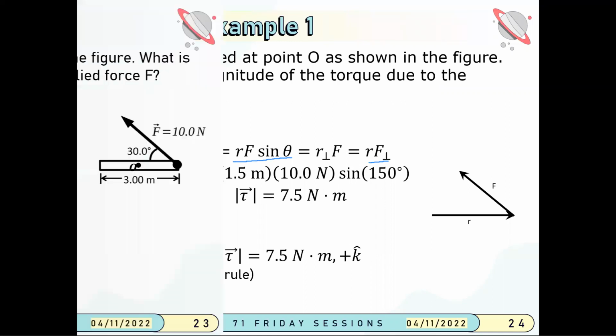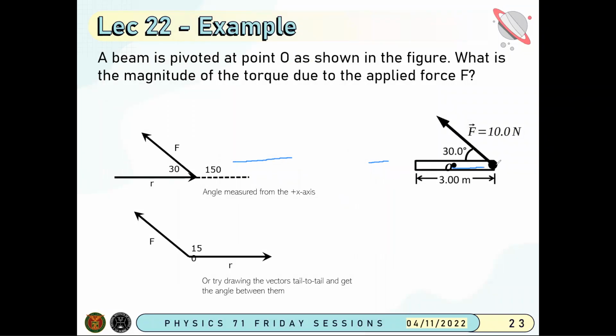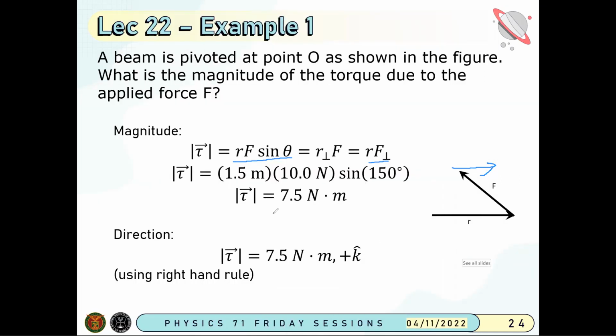Bakit? Kalahati lang dapat kasi ito lang yung radius natin or yung distance from the pivot point or the rotational axis point. So that will be half of 3 meters, which is 1.5 meters. Okay. Yung F is as it is, 10 newtons. And then we have sine of 150 degrees. So that will be 7.5 newtons per meter.